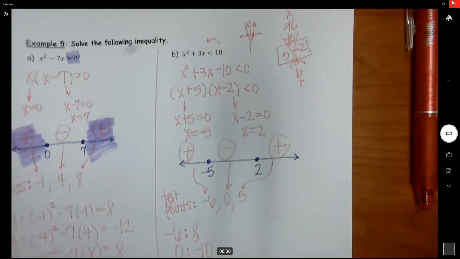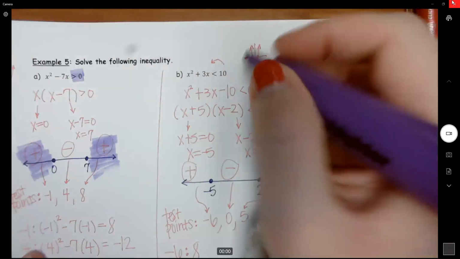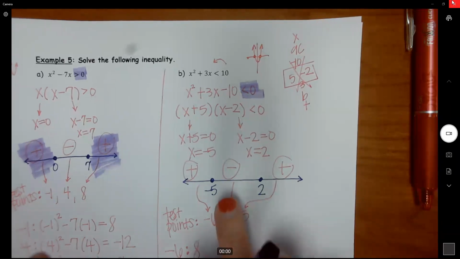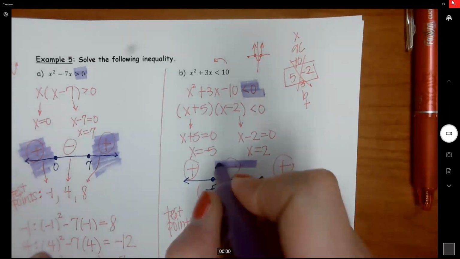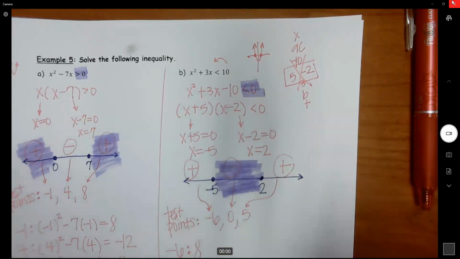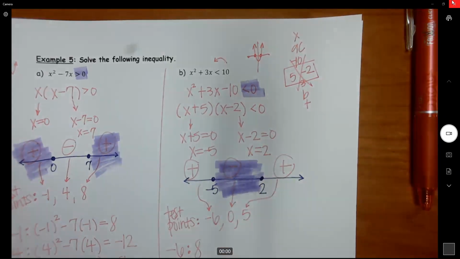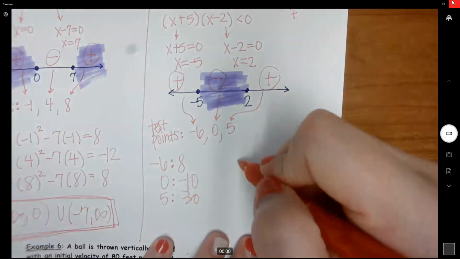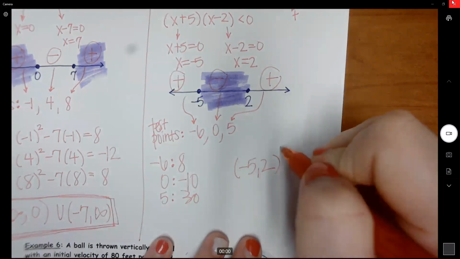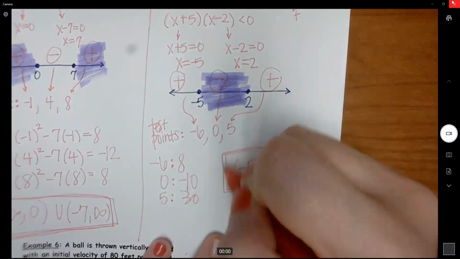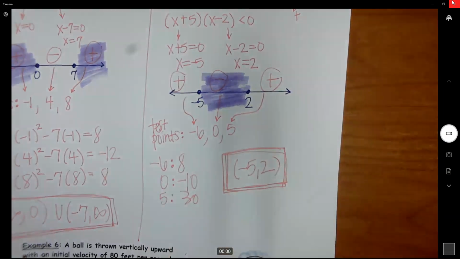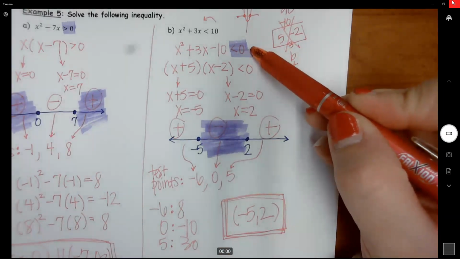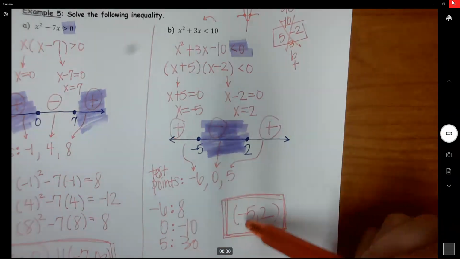So in this problem, I want to know when this graph is less than 0. Well, your less than 0 is going to be right here when this graph is negative. It is negative between -5 and 2. Why am I using parentheses and not brackets? Because this is less than and not less than or equal to. It's got to have that line under it to get those hard brackets.